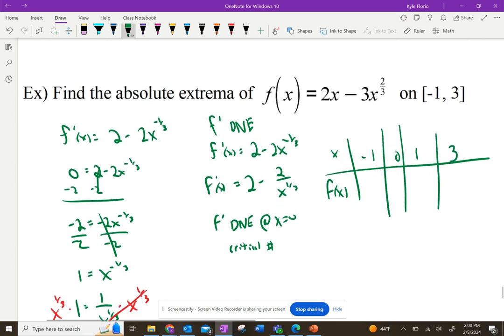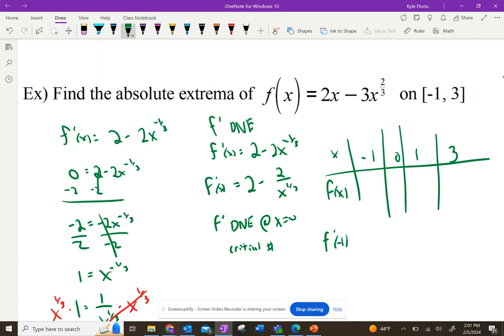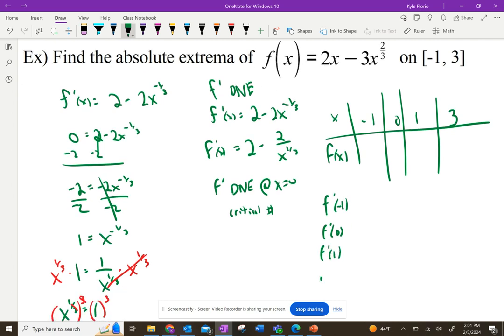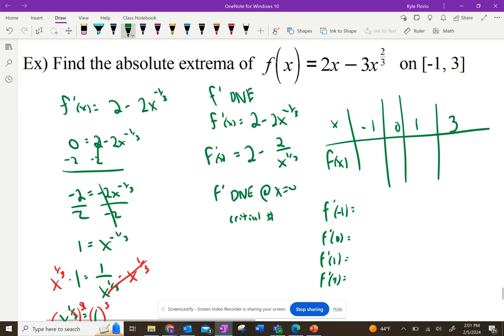If I plug these into my original function, the smallest one is going to be the absolute min, and the greatest one is going to be the absolute max. Okay, so we plug negative 1 in, that becomes 2 times negative 1 minus 3 times negative 1 to the 2/3. Remember, plug these numbers into the original function, not the derivative. So that becomes negative 2, negative 1 squared is 1, the cube root of that is 1, so that's negative 3. So that gives me negative 5.